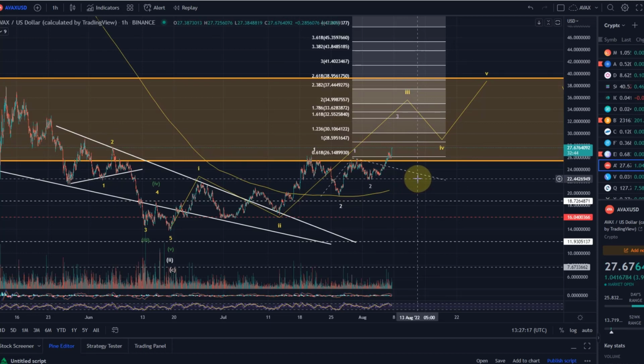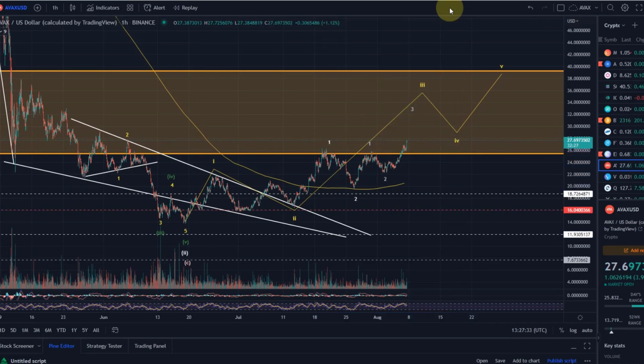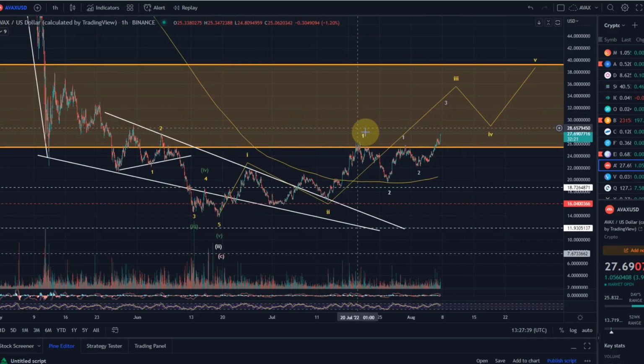Very important is to hold the $22.40 level, this wave 2 low. If we lose this, we should definitely not go below $19.85. If we do, all of this impulse will get into question. But for now, we can remain optimistic, and it would be bullish if we get above the $30 level, especially in this wave 3. Alright, and that is currently my view about AVAX.